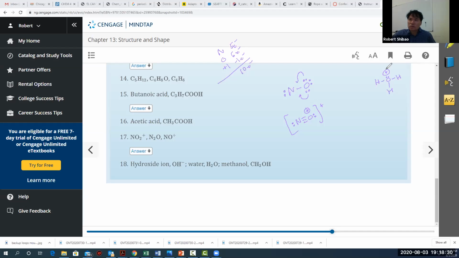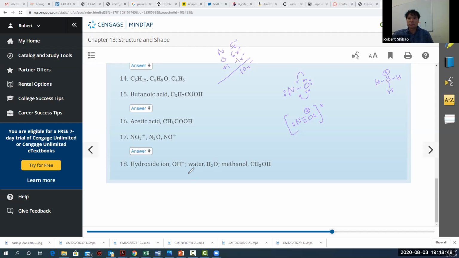When oxygen is neutral, it likes to form 2 bonds. When oxygen has a negative charge, it likes to form 1 bond. And so this is going to be linear. All two-atom molecules or ions are going to be linear, 180.